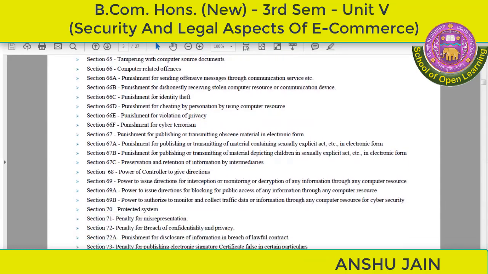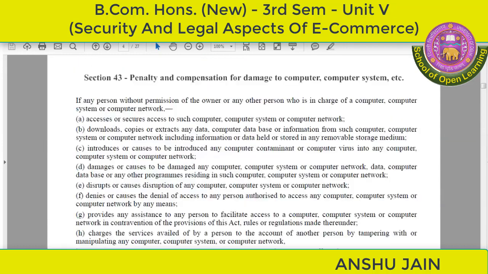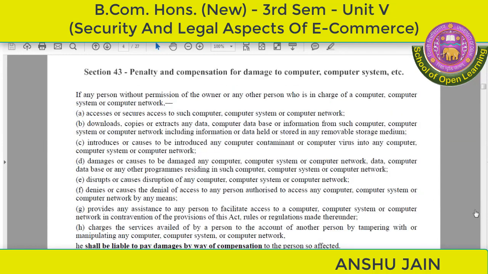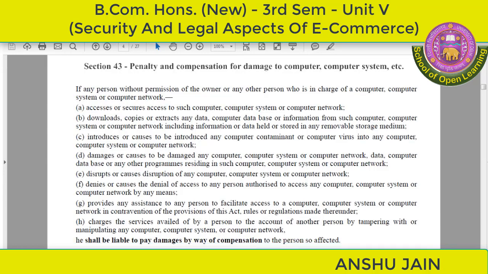Now, coming to the first section. Section 43, which talks about the penalty and compensation for damage to computer and computer system, etc. Basically, Section 43 is one of the main sections among the different provisions of the Information Technology Act 2000. It talks about the penalty and compensation which will be levied on a person in case some kind of damage is done to the computer, hardware or software.